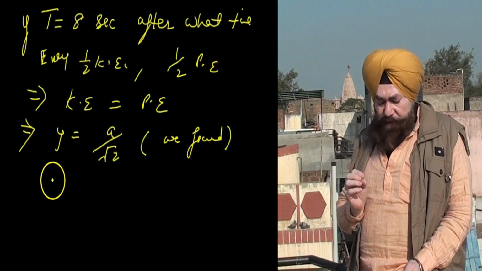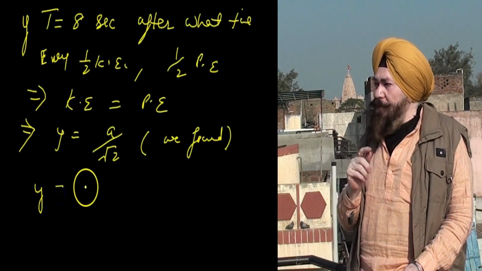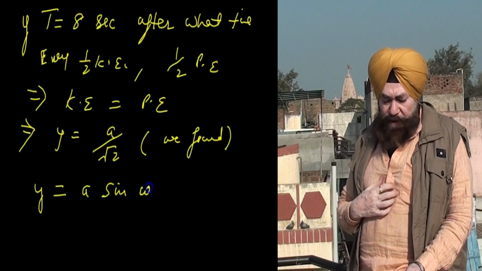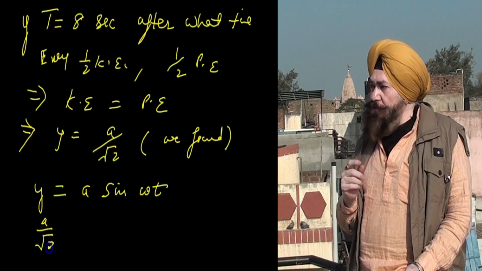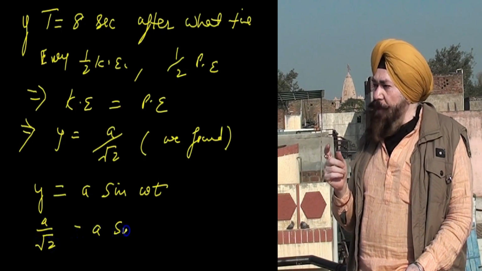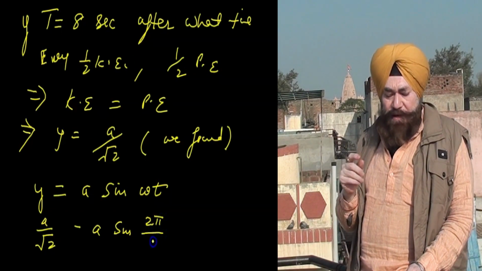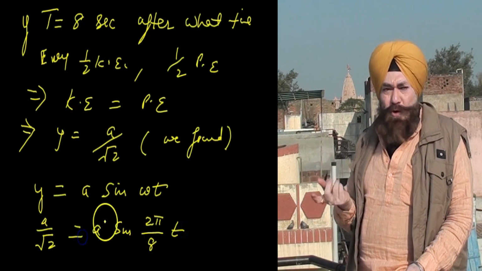Okay, now you are having this y equals a upon root 2. You apply the formula y equals a sin omega t, and y equals a over root 2 is equal to a sin omega t. Omega is the angular frequency, that is 2 pi upon capital T, and capital T is given to you as 8 seconds, into small t.